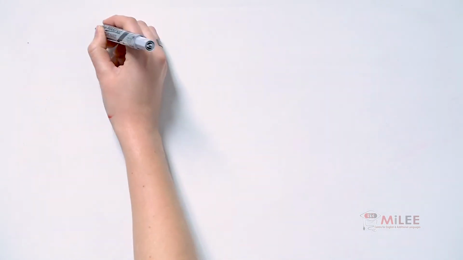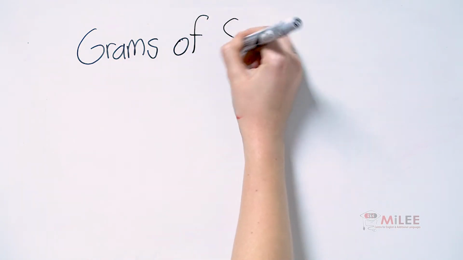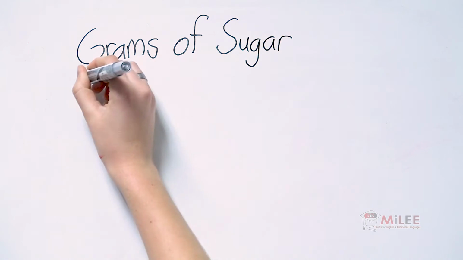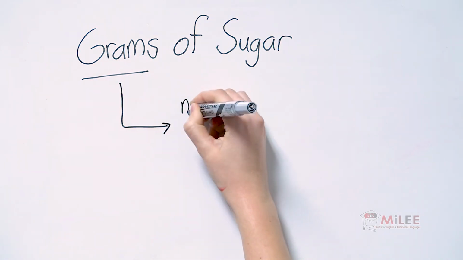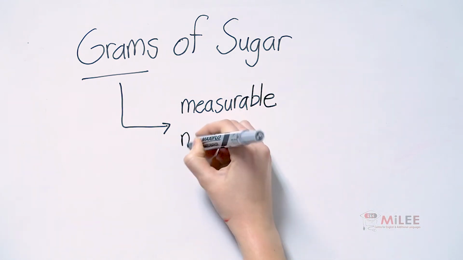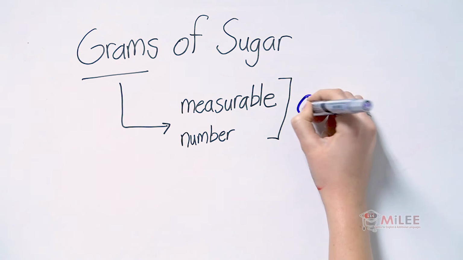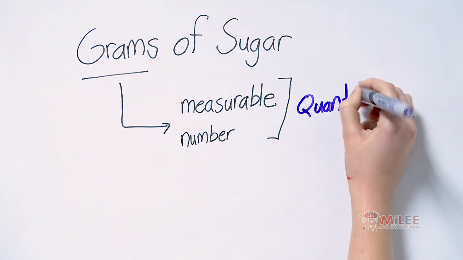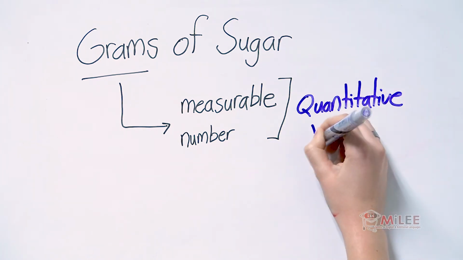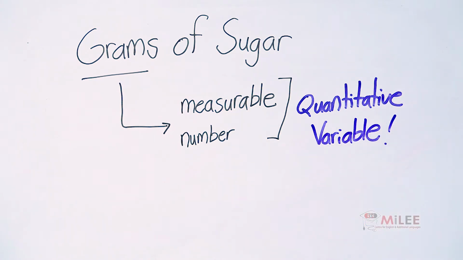It's better if you can choose a variable that is quantifiable. Instead of trying to quantify taste, you could measure grams of sugar. This is measurable, and it's a number, so it's a quantitative variable. Because it's quantitative, you could calculate the means for each brand and find out if brand 1 or brand 2 has a larger mean sugar content.